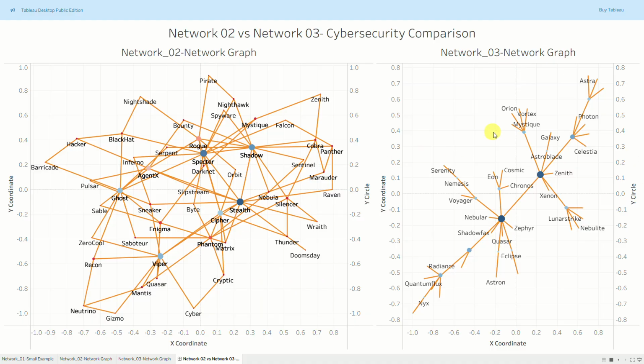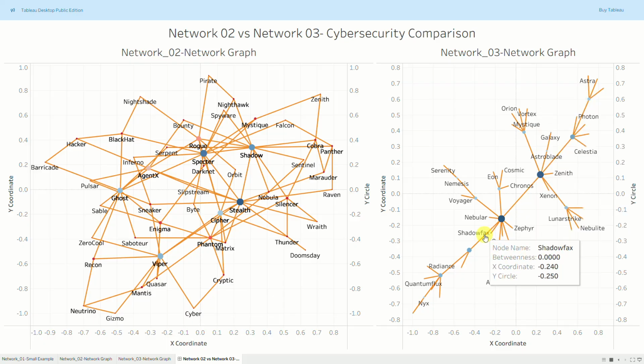Here on the right on this dashboard, we have network 3. This network looks completely different from network 2, as you can see. Instead of the dense webbed chains, network 3 forms a long chain or a backbone with very few cross connectors. Almost all communication flows through a small cluster or a central node, as you can see here.